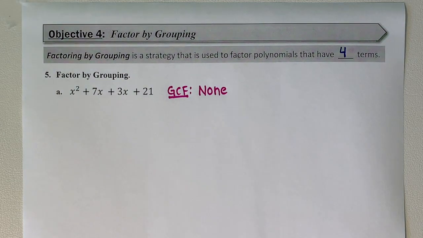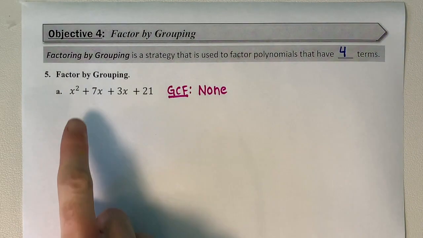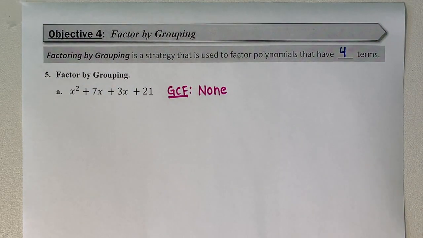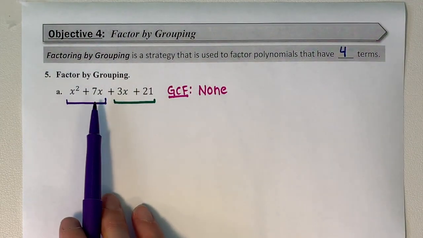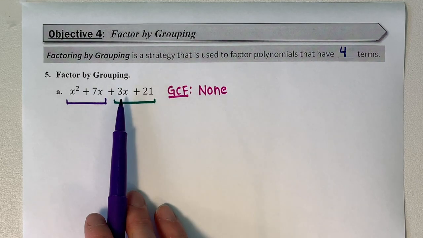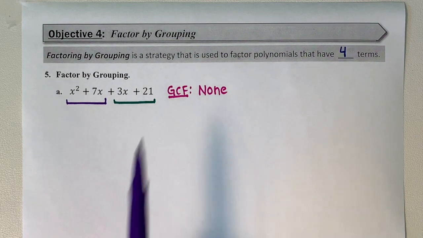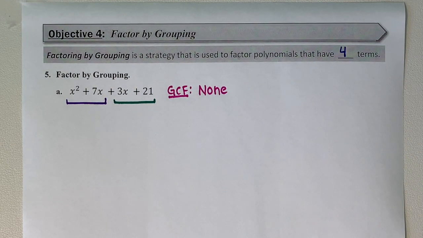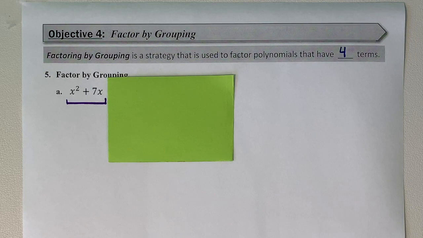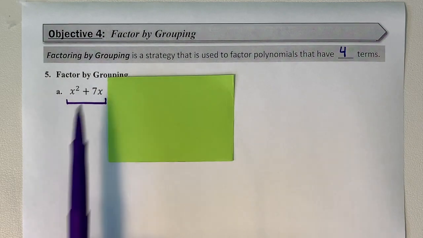When you factor by grouping, you're going to start by imagining that this were two separate problems. The first 2 terms will be one problem, and the last 2 terms will be another problem. So to start the process of factoring by grouping, I'm going to completely cover up the last 2 terms so that we can focus all of our attention on these first 2 terms.